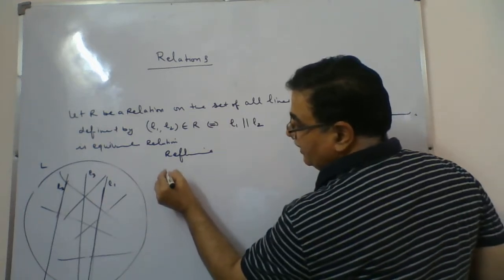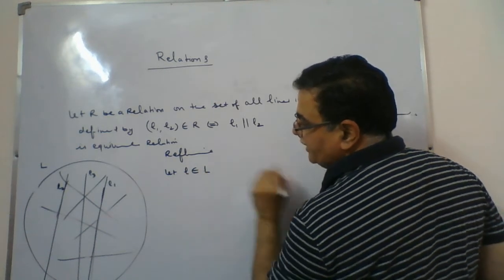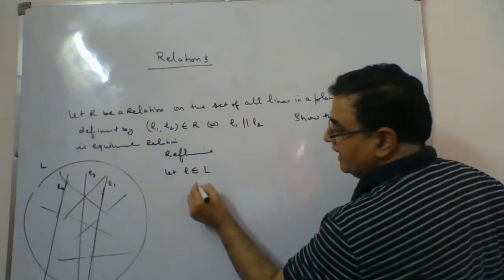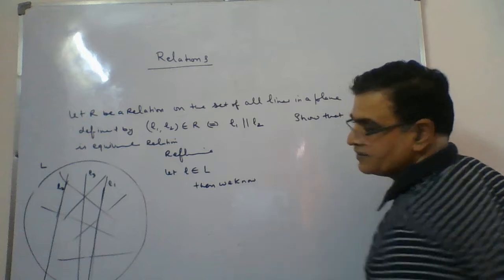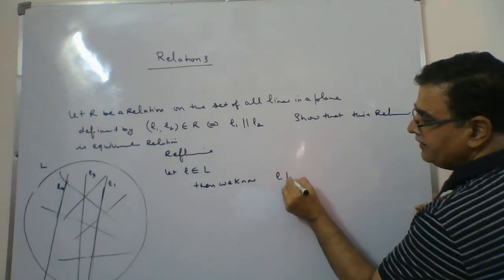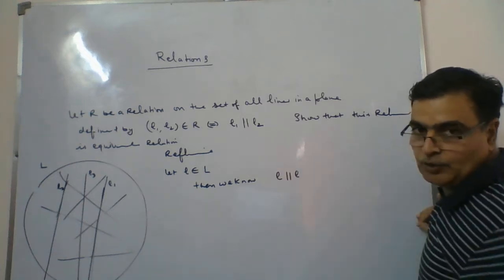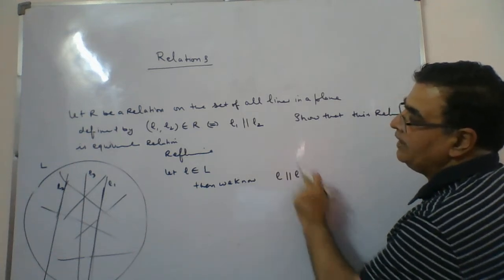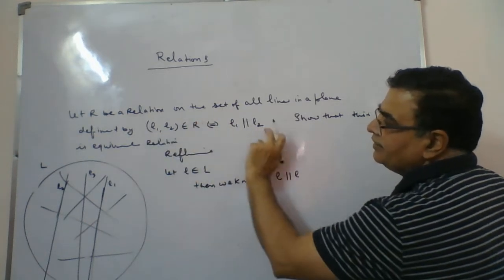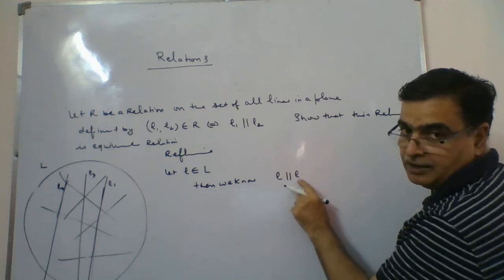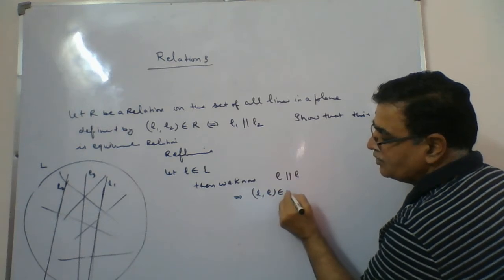So what I do here: let L be some line we have taken, belonging to set L. Then we know, this is a known condition to us: L is parallel to L. Nothing new. And if L is parallel to L, what does it mean? If L1 is parallel to L2, they are related. If they are related, they are parallel. So as we have L parallel to L, what does it mean? This implies (L, L) belongs to R.